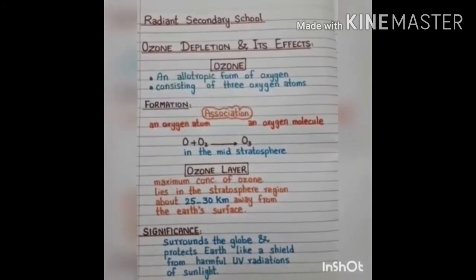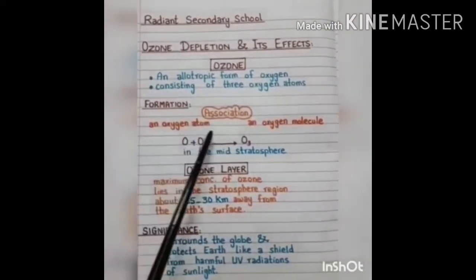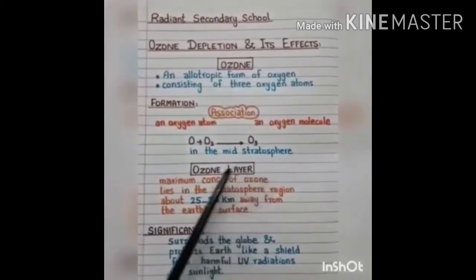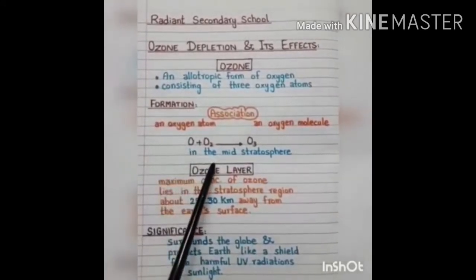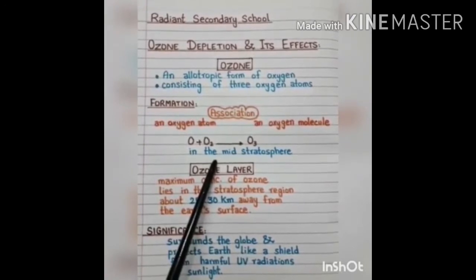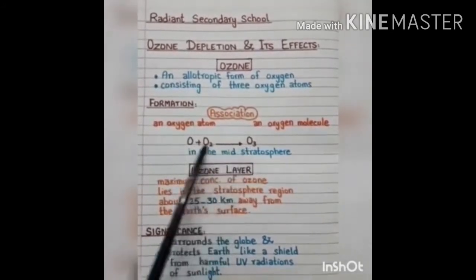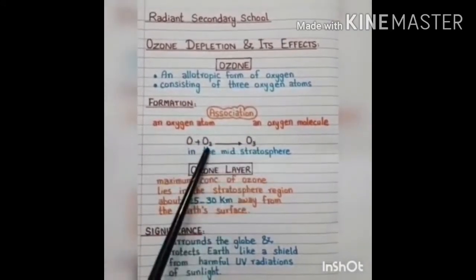Now, how is ozone formed? It is formed by the association of an oxygen atom with an oxygen molecule in the mid-stratosphere. You have studied about the layers of atmosphere. Stratosphere is the region which is next to the troposphere and extends up to 50 kilometers. In the upper stratosphere, decomposition of ozone takes place, and in the mid-stratosphere, formation of ozone takes place by the reaction between an oxygen atom and an oxygen molecule.